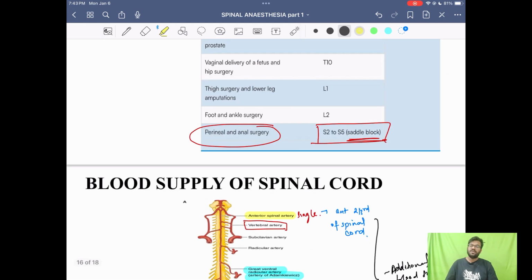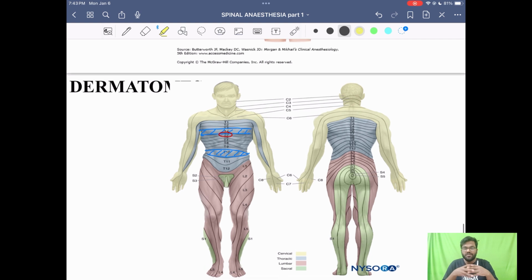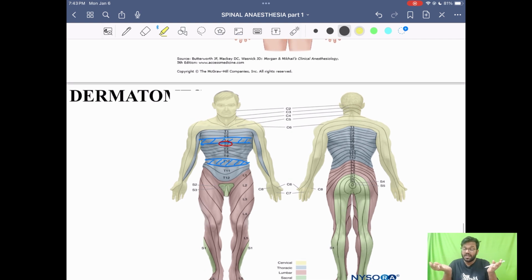So this is our part one. Here we discussed the anatomy of the vertebra. We have discussed the anatomy of the spinal cord. We have discussed all the ligaments, and also we have discussed the blood supply and the dermatomes. I hope this class is useful, and we can connect this anatomy to the further topics which we are going to discuss later.